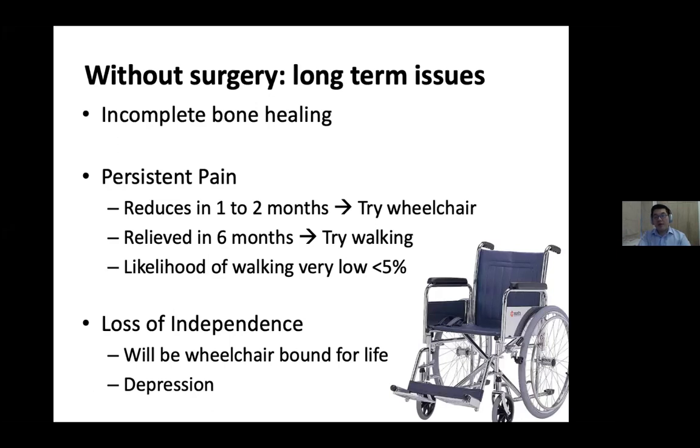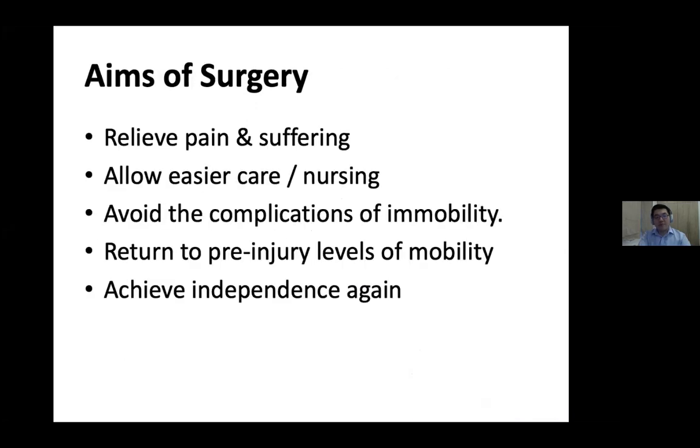There's no harm to try walking at that time, but most people will still be in a bit of pain. And the likelihood of being able to walk ever again is pretty low, less than 5% without surgery. So this can cause loss of independence, where the person is wheelchair bound for life, and that can lead on to depression and loss of quality of life.